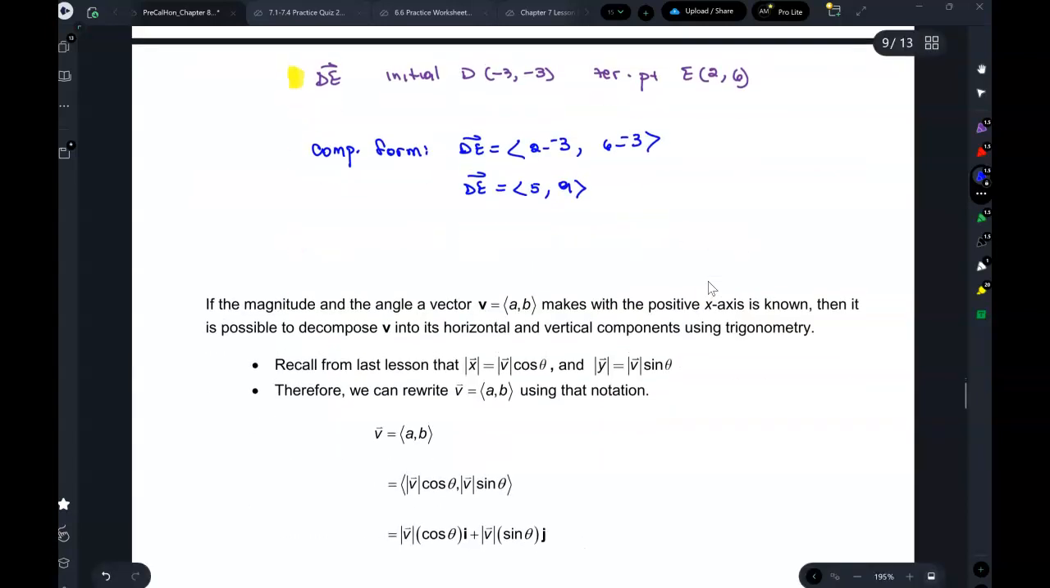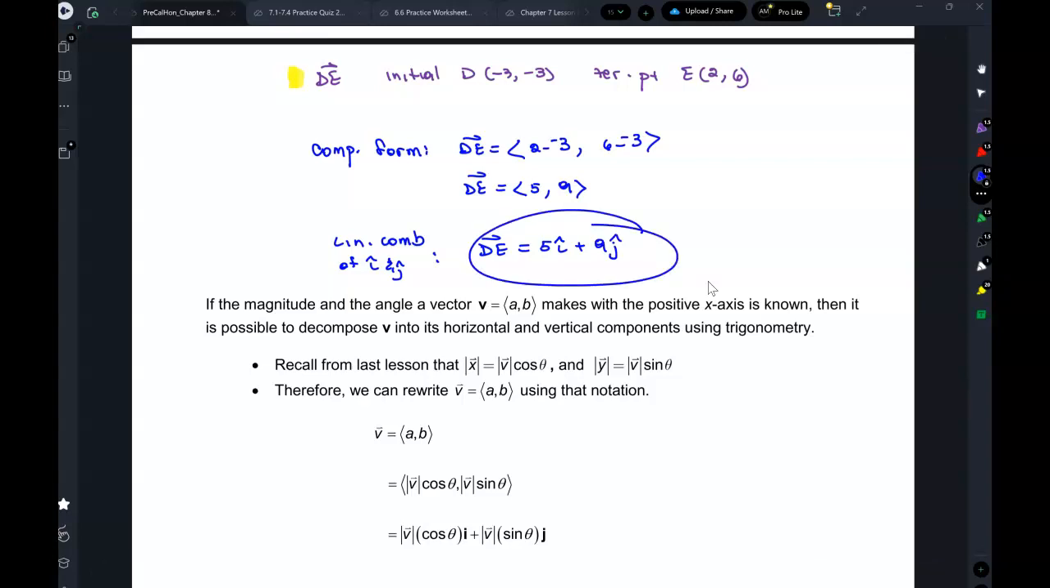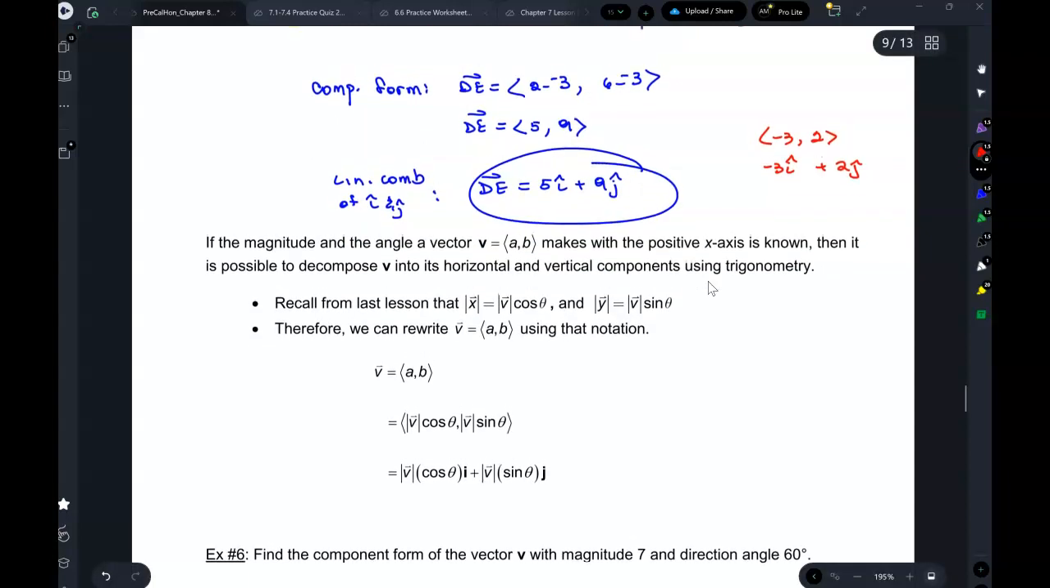And then after that, if I wanted to write this as a linear combination of i and j, then all I would say is DE is equal to 5i plus 9j. Okay? And of course, if it was, let's say, negative 3 comma 2, then it would be negative 3i plus 2j, or minus 2j or whatever. Okay? All right.